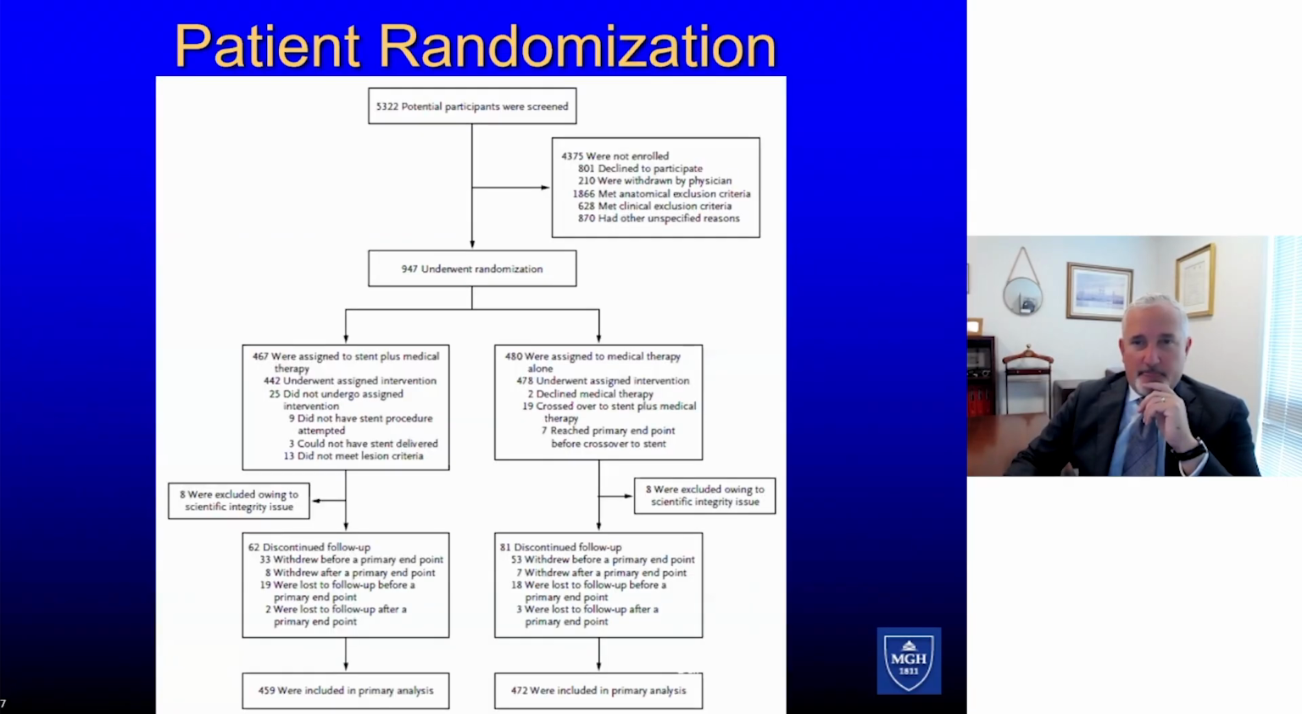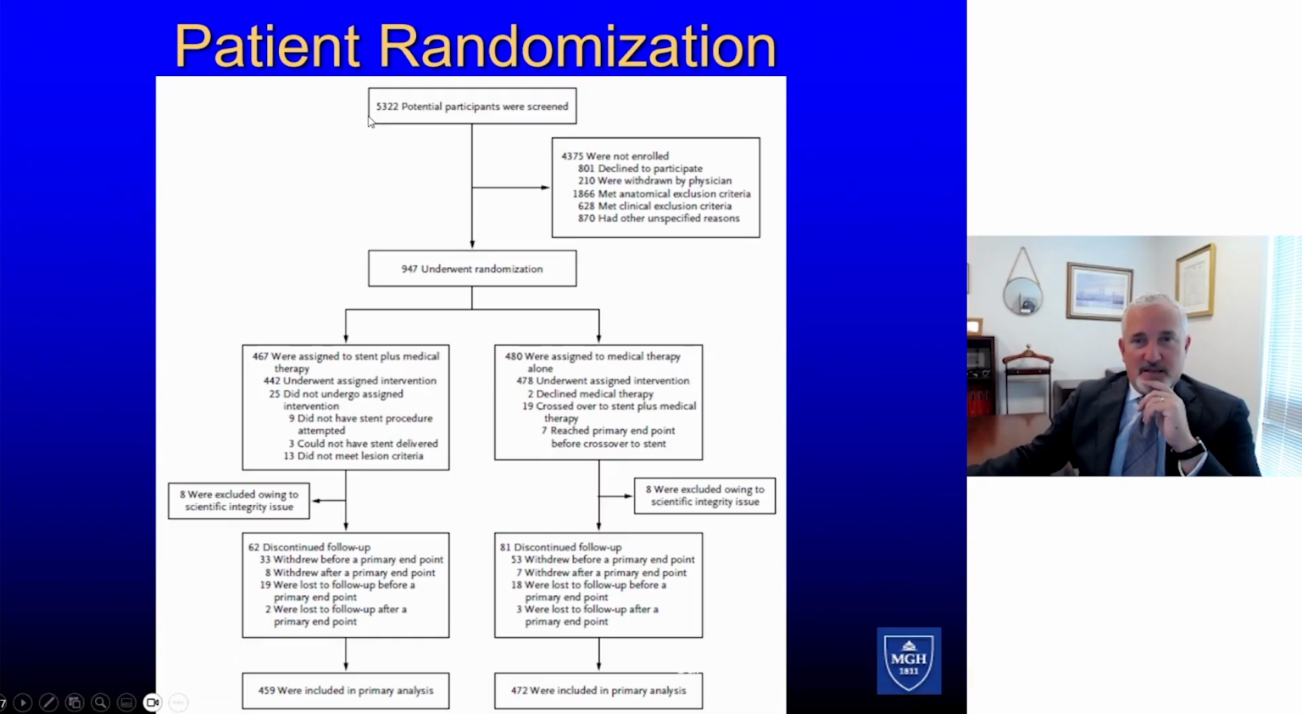What's interesting about this study is they had a heck of a time enrolling, and it may be because these patients are hard to find, but it also may be because, again, by and large, clinicians had an idea that they understood what to do with these patients. And so people tended to be reluctant to allow their patients to be randomized.